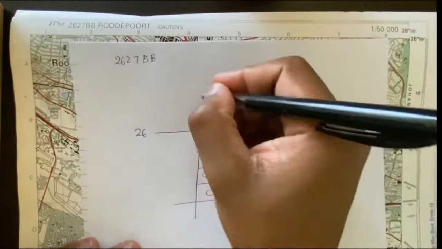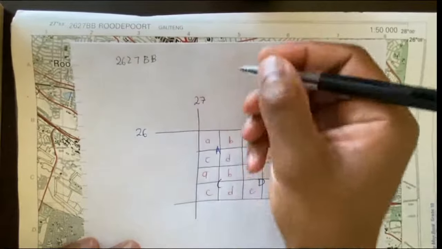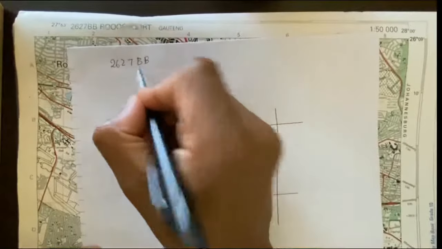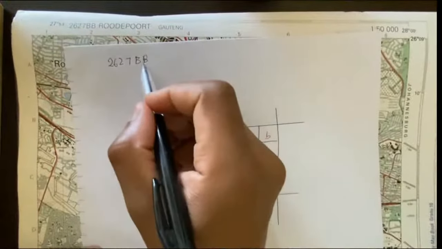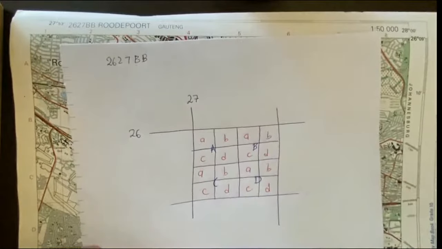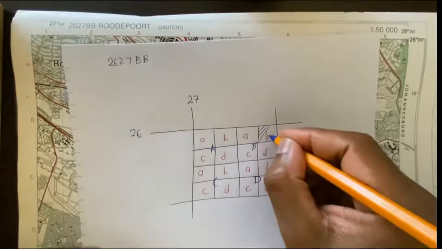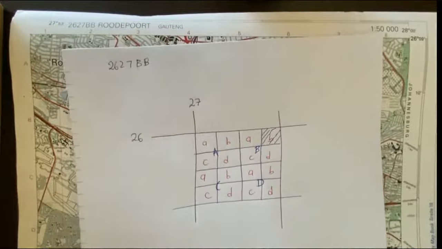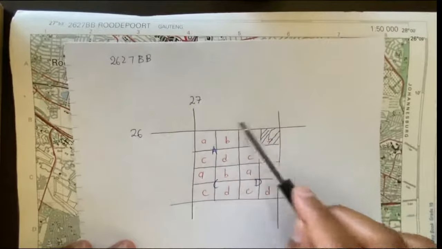We know that the first two numbers there will be your latitude, so 26 over there, and then the last two will be 27, which is your longitude. The first letter there is your big block, which is B over here, and the last letter will be your small block, which leads us to this block over here. So this will be our reference block.